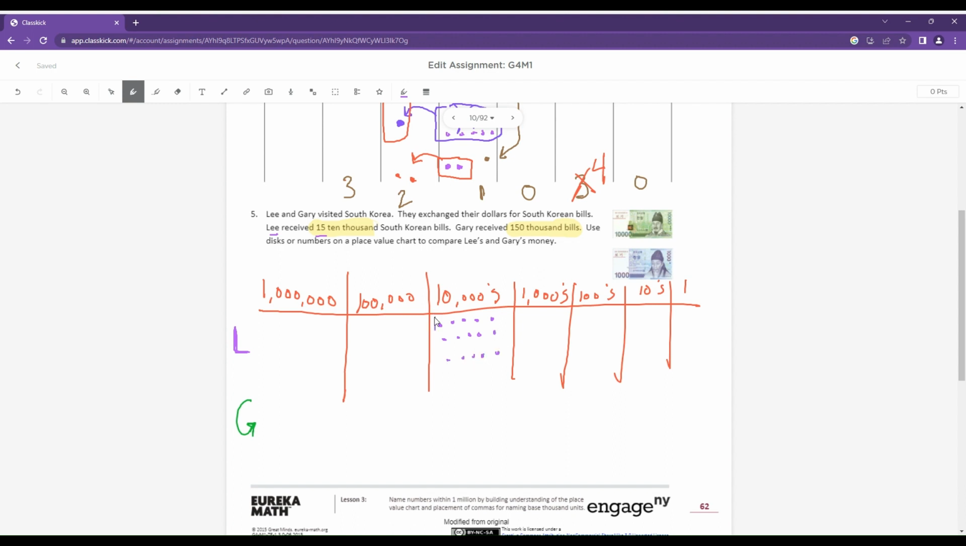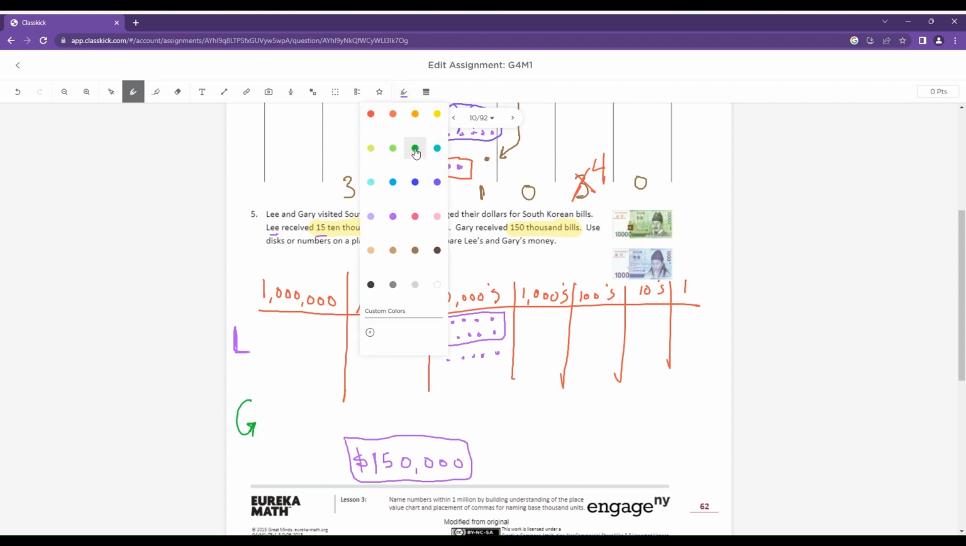Now I know that 10 of one place value is equal to 1 of the next largest place value. So 10 10,000s is going to be equal to 100,000. So for Lee, he has a 1 in the 100,000s, 5 in the 10,000s, no thousands, hundreds, tens, or ones. So this is how much money Lee has. 150,000.